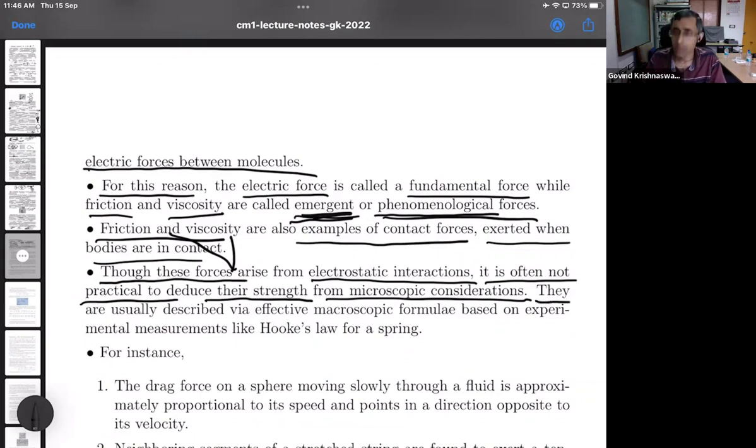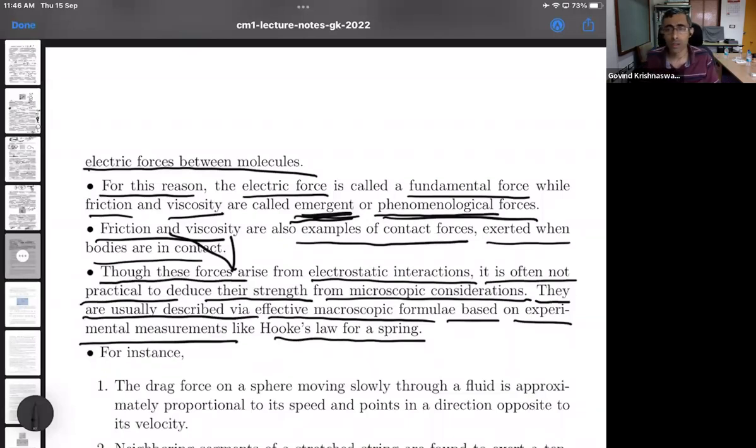Instead, we look at these macroscopic phenomena, observe them, and deduce some general features. They are usually described via effective macroscopic formulae based on experimental measurements. An example of that is Hooke's law for a spring. As I said, the force in a spring is due to interactions between molecules, but it is hopeless trying to figure that out. Instead, we observe a bunch of springs and see how they press against objects, how much force, and so on, and then come to some conclusion about the nature of that force. Maybe that force is proportional to the extension of the spring from equilibrium, or maybe quadratic in the extension. We build some picture of the force that way.